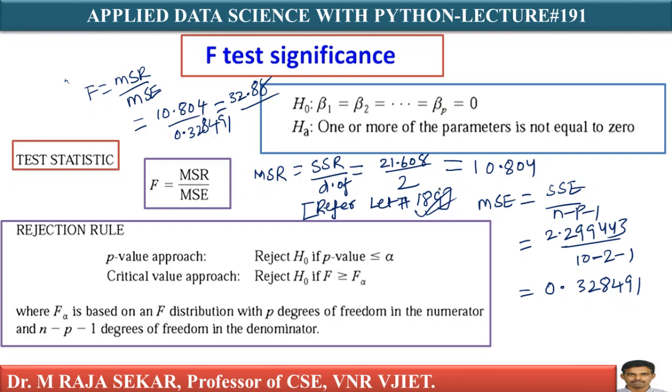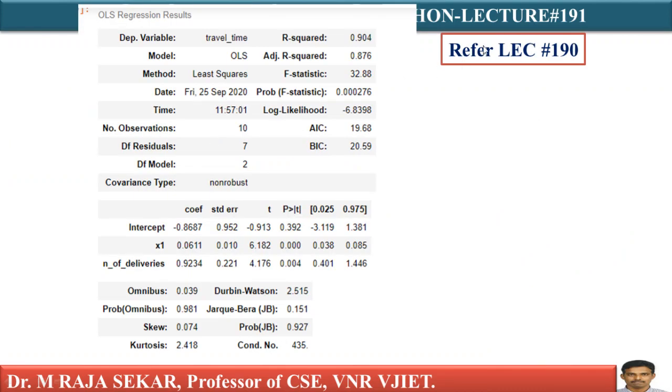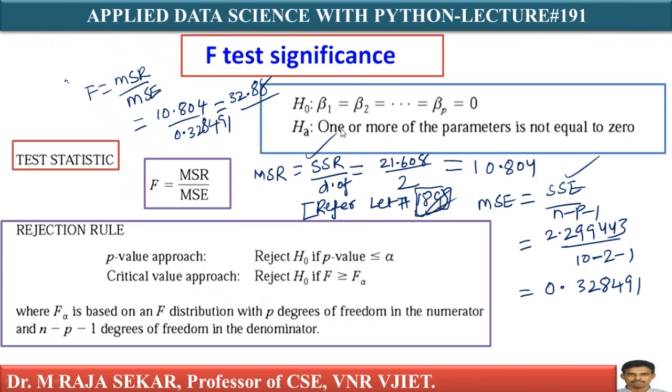Once again, I'm requesting you to refer to my lecture number 189, in which I calculated SSR and SSE. There are 10 observations, 2 independent variables. You can check this calculated value from this particular table. This ordinary least square regression I already discussed in lecture number 190. Just say 32.88. This is my calculated F value, isn't it?